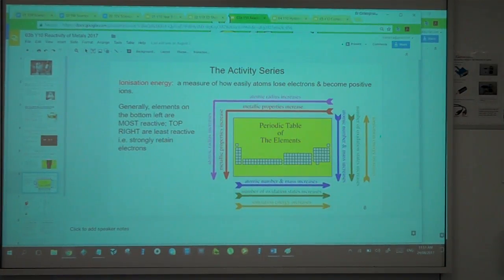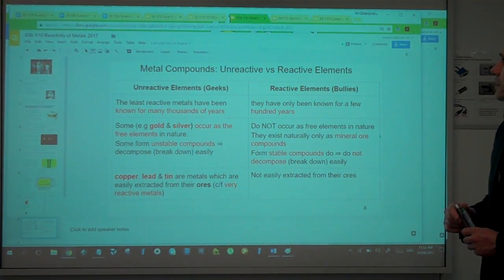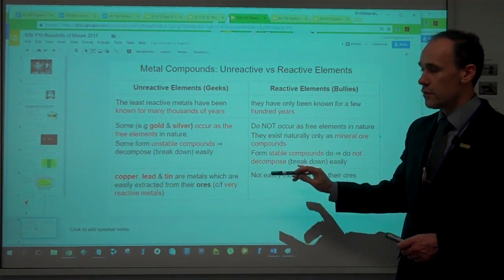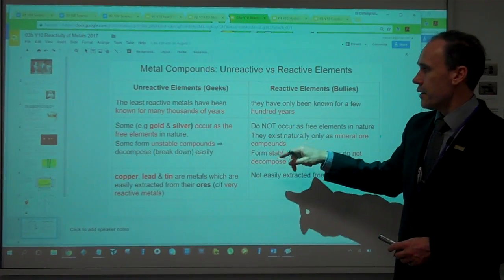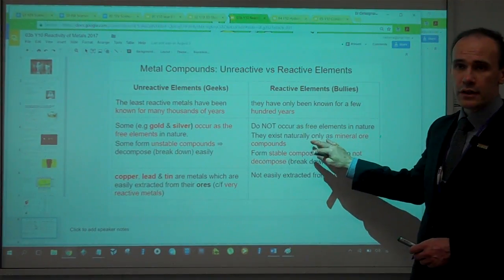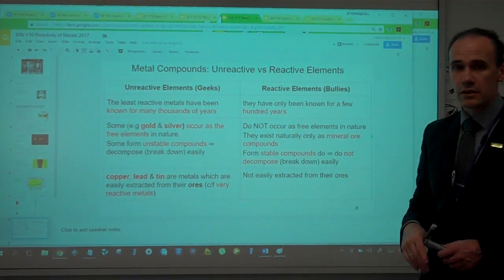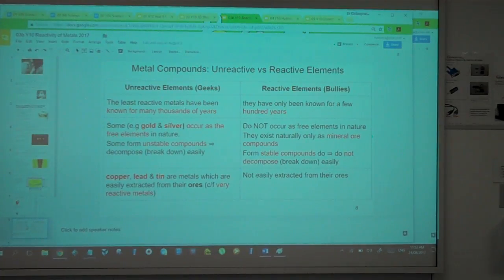Now, I think I've covered everything. Oh, there is just a good breakdown. That really does break down reactive elements versus unreactive elements. Okay, and the history of them. Known about for a very long time, not known about for very long. Okay. Can be found as free elements in nature, never found as free elements in nature. Some examples, and not easily extracted from their ores. So these can be pulled out of their ores very simply. Not much temperature needed. These ones are more difficult to achieve that.